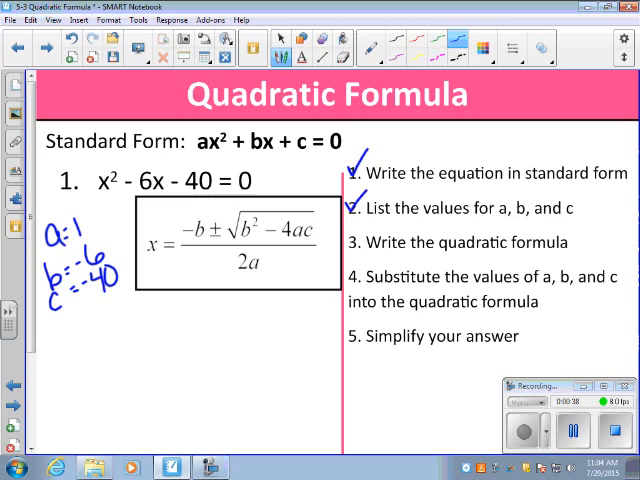Step 3 says to write the quadratic formula. Well, it's already here in this box. We have it written out. Step 4 says substitute the values of a, b, and c into the quadratic formula. So let's do our substitutions.